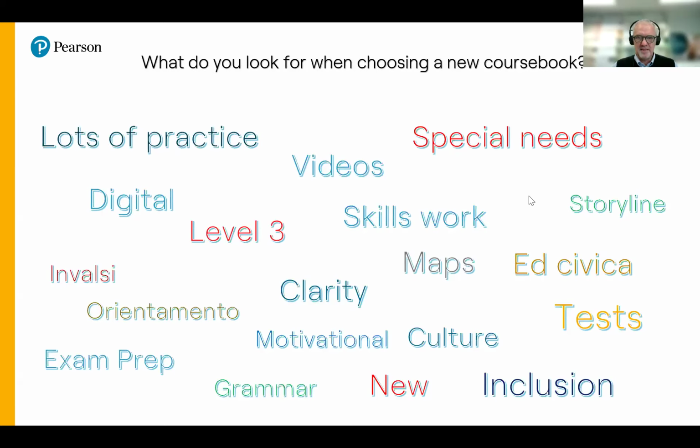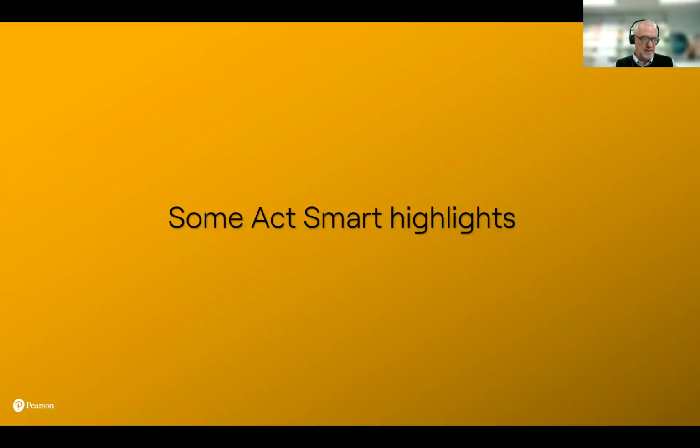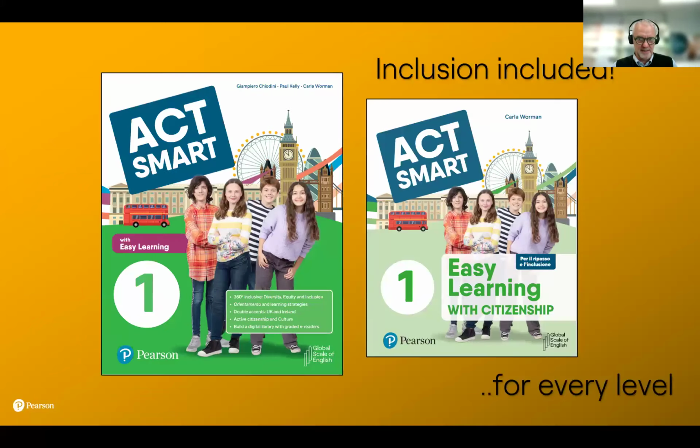I'm going to start with some of the highlights of Act Smart before going to the pages. The first thing to tell you is that with Pearson course books, if you're not familiar with them, inclusion is always included. What I mean by that is when the parents buy the book, they automatically have also the easy learning parallel simplified book, which could be used either for special needs or also for revision. And that is with every level. So this is automatic, and it's not an extra request or an extra cost for families.